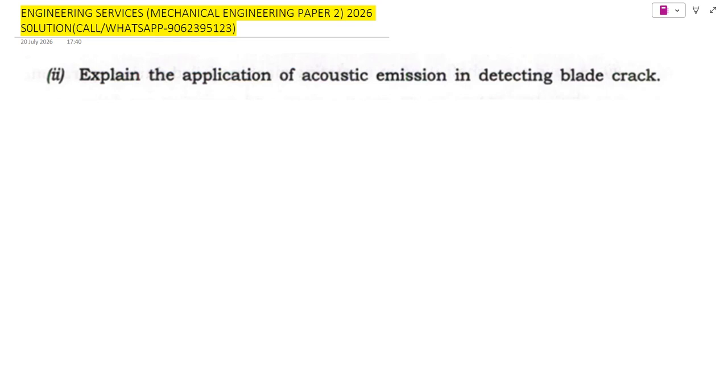Suppose a turbine blade is rotating. Initially the blade is perfectly healthy. No crack means almost no acoustic emission. Now, because of cyclic loading, vibration, thermal stress, and fatigue, a tiny crack starts developing. Whenever this crack opens or extends, it releases elastic energy, and this energy travels through the blade as stress waves, and sensitive sensors mounted on the blade casing receive these waves.